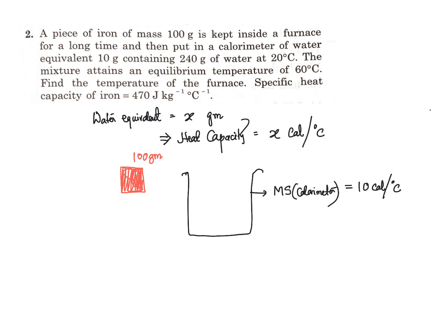Calorimeter of water equivalent 10 gram means the calorimeter has a heat capacity. Heat capacity means what? So M into S, mass into specific heat, that is 10 calorie per degree Celsius.